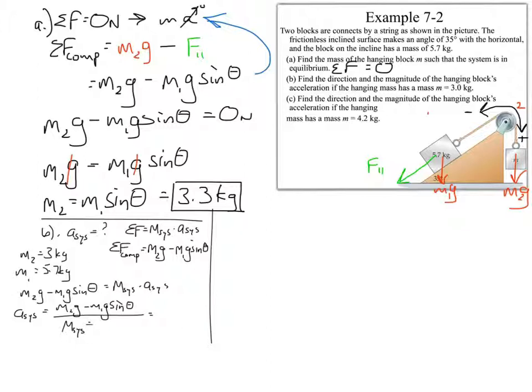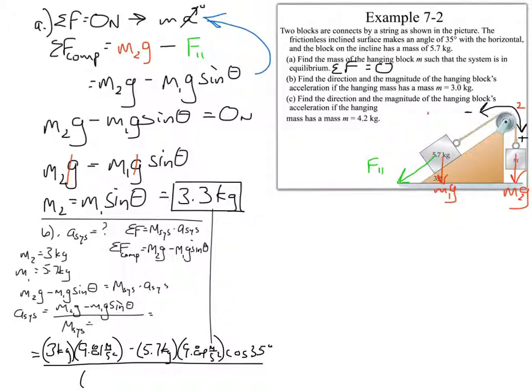I could do that. All right, so acceleration of the system equals mass 2 times gravity, so that's 3 kilograms times 9.81 meters per second squared, right? Minus, what's the mass of the big one? 5.7 kilograms times 9.81 meters per second squared times the cosine of 35 degrees, all over what? The mass of the system. So that's 3 kilograms plus 5.7 kilograms. And that should give us our acceleration for the whole system.